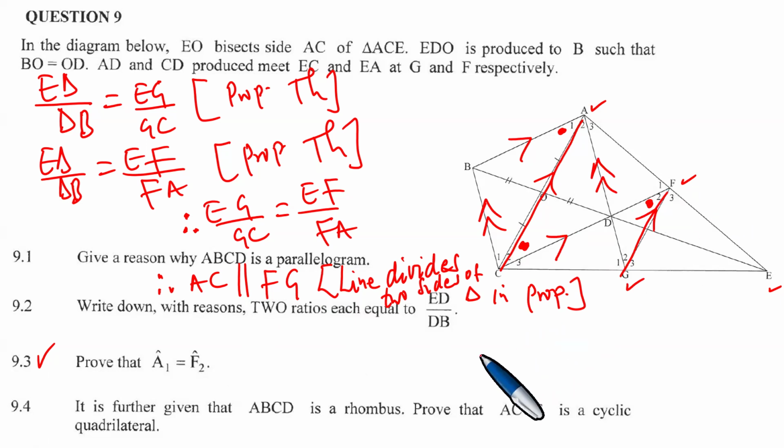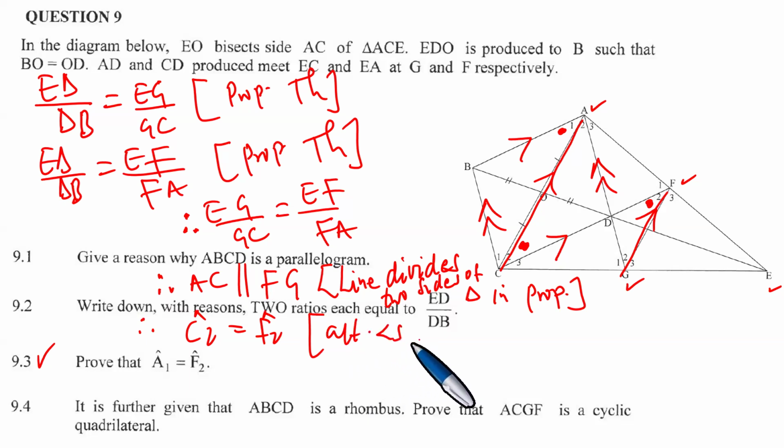So AC is parallel to FG. Now look at this carefully. If AC is parallel to FG, aha! The angle C2 is equal to the angle F2. So we have a conclusion. Therefore, the angle C2 is equal to the angle F2. These are alternate angles.